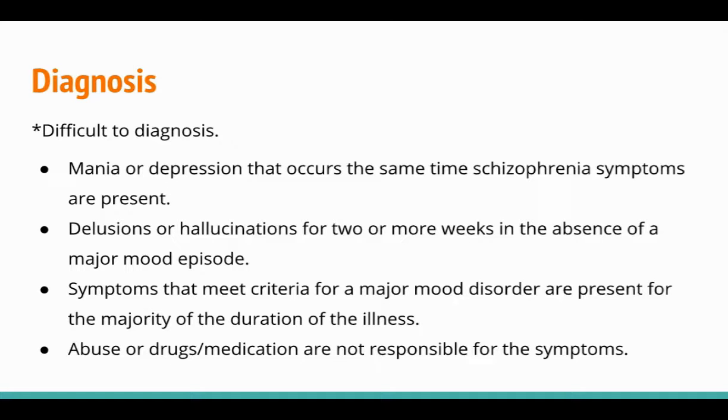The diagnosis is often difficult because it has symptoms from both. But in order to be diagnosed with this specific disorder, you need to display mania or depression that occurs at the same time as schizophrenia symptoms. You need to have delusions or hallucinations for 2 or more weeks in the absence of a major mood disorder episode. You need to meet the criteria for a major mood disorder and have them present for the majority of the illness. And abuse of drugs or medication are not responsible for the symptoms.